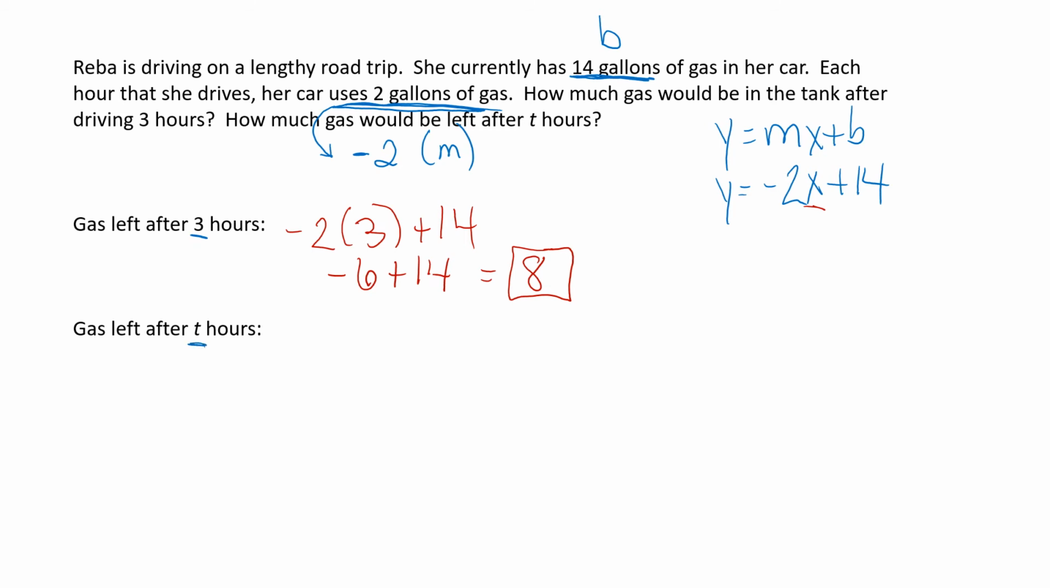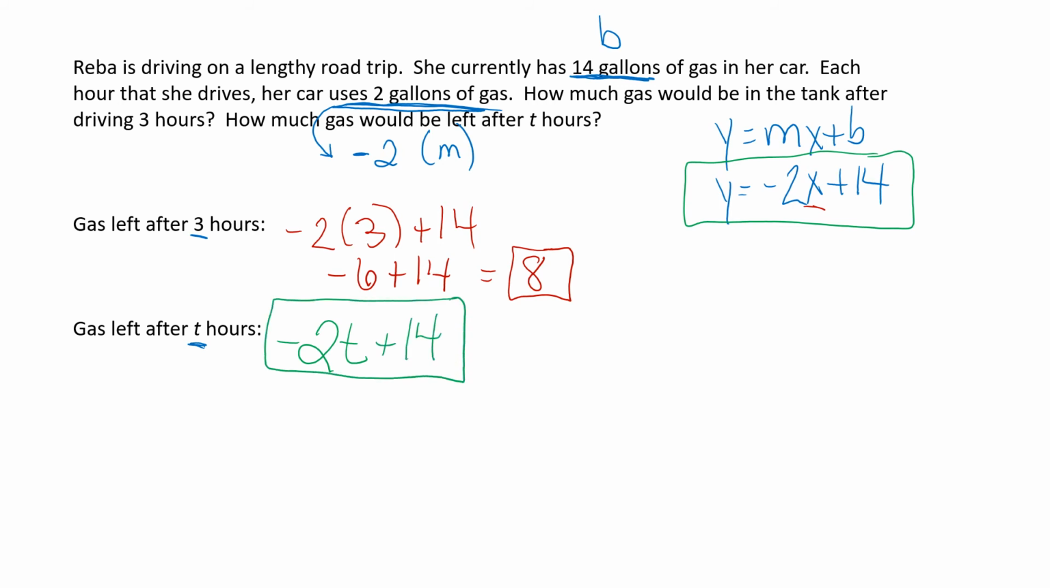For the next part of your problem, you need to figure out how much gas is left after T hours. So again, we're going back to that original equation, and we're making an expression, so we're taking out the equal sign and the y, keeping our -2 slope. Instead of x, we're putting the t, and then we're putting our y-intercept like normal. So that's what you would put into your Delta Math answer.